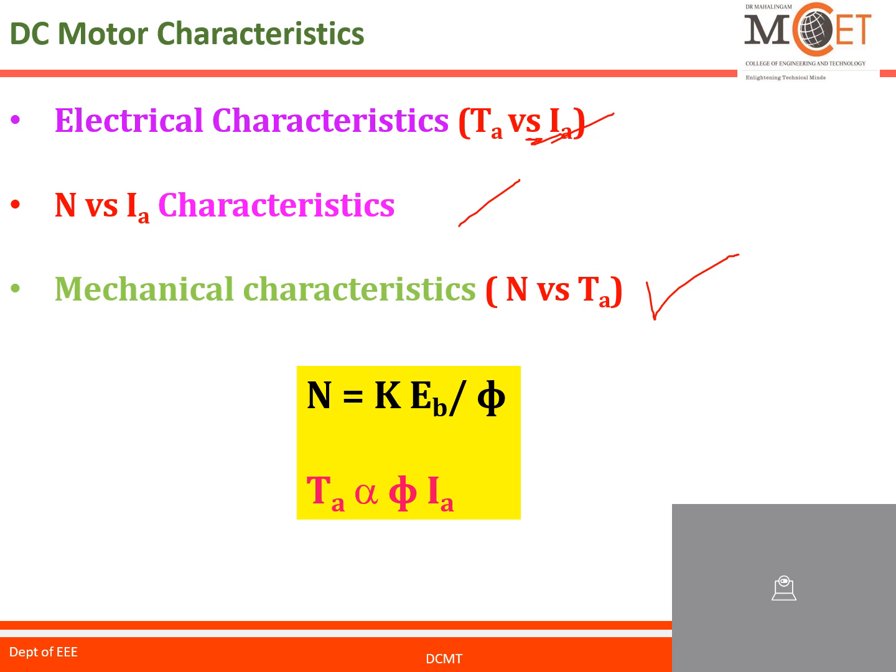Then also remember that we should know two equations. Speed is proportional to back EMF and flux, because if you don't consider this K, N is proportional to Eb by phi. So N is proportional to back EMF divided by the flux value. Similarly, the torque is proportional to flux and armature current. These are the two equations we're going to use in various types.